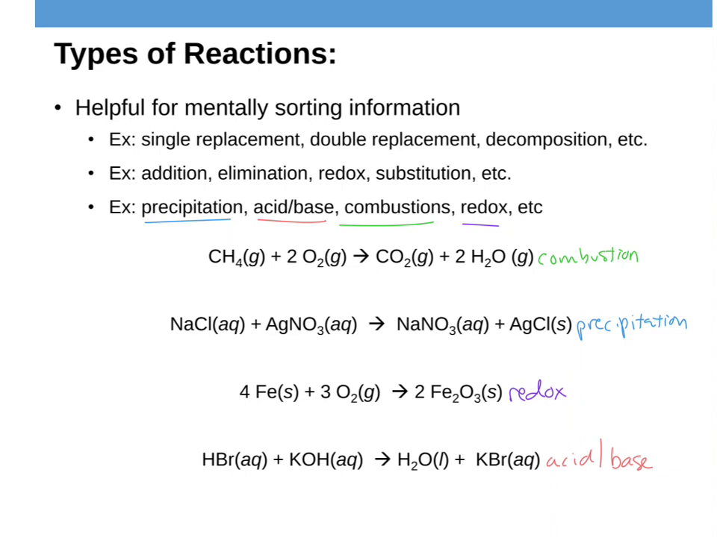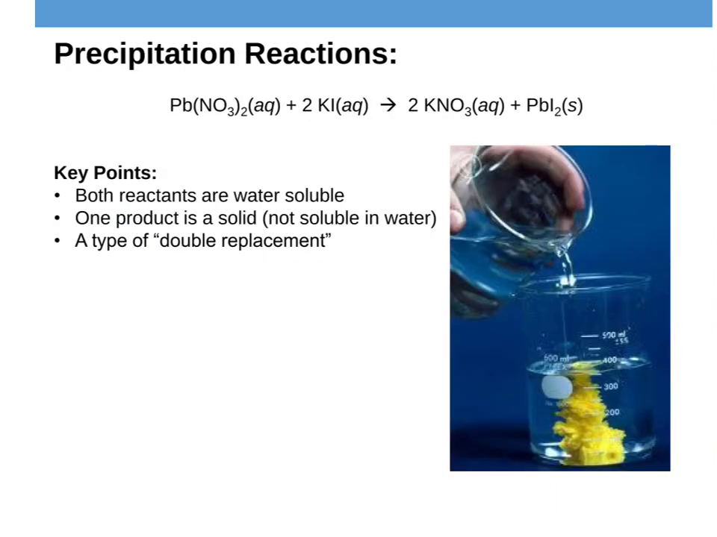So what we're going to do in this video is focus on what's a precipitation reaction, how do you identify it, and what are the solubility rules that we need to know in order to help us identify a precipitation reaction. So precipitation reaction, here I have lead nitrate combining with potassium iodide to make potassium nitrate and lead iodide.